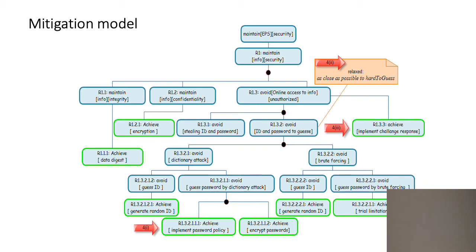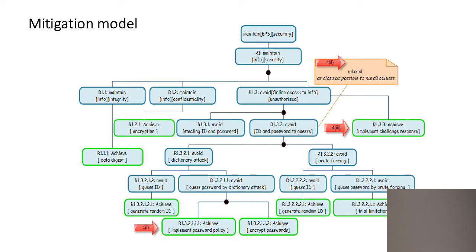And how do I prevent the ID from being guessed? I should avoid a dictionary attack or brute forcing. So these requirements 1.3.2.1 and 1.3.2.2 both address the vulnerability of having an ID and password that are guessable. It also mentions a side requirement: don't make it so hard to guess that the user will have a hard time setting it or using it. So it also specifies that boundary as well.